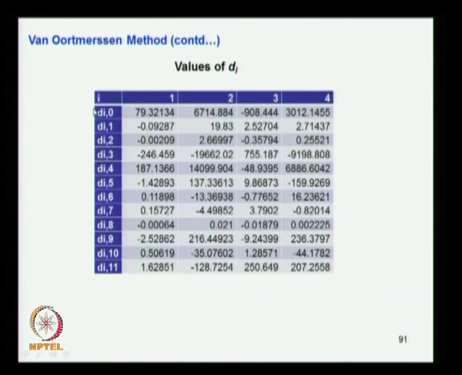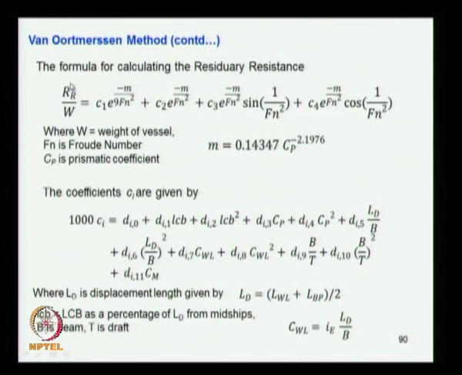So that is what you get here. When you want C1 you use these values, when you want C2 use these values, C3 these values and C4 these values. These are the regression coefficients, based on which, knowing the other parameters, you will be able to find the residuary resistance.